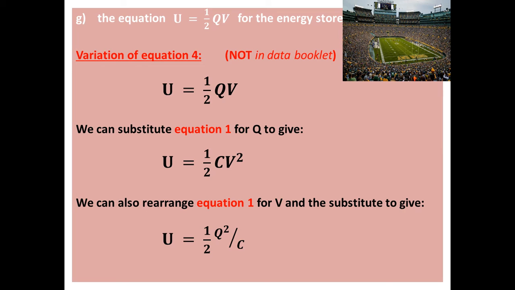So firstly, we can substitute in equation 1, which is in the data booklet. Q equals VC. So we substitute the VC in for Q, and we end up with half V squared times C, or half CV squared. And again, for the next one, we can rearrange equation 1. So rather than Q equals VC, we say that V equals Q over C, and then we substitute that in for V instead. And we end up with half Q squared over C. So you should be able to rearrange and use any of those formats when answering questions.